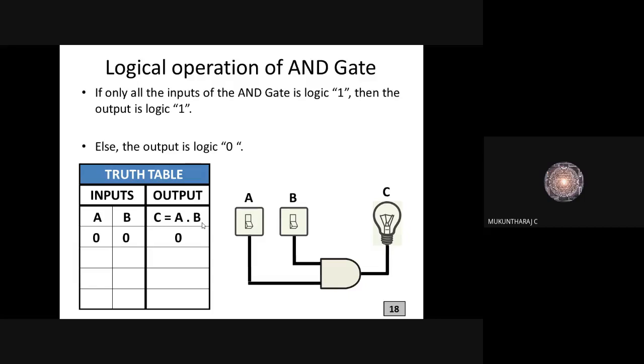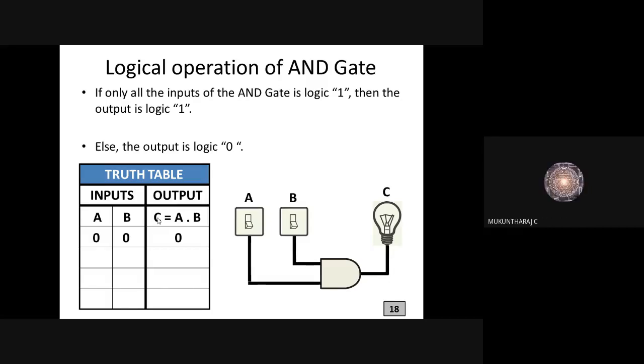Based on that, you can observe that there are two inputs. If inputs are two, then what are the possible combinations? How many possible combinations are there for two inputs? Rizwan typed 4. Very good, Rizwan.